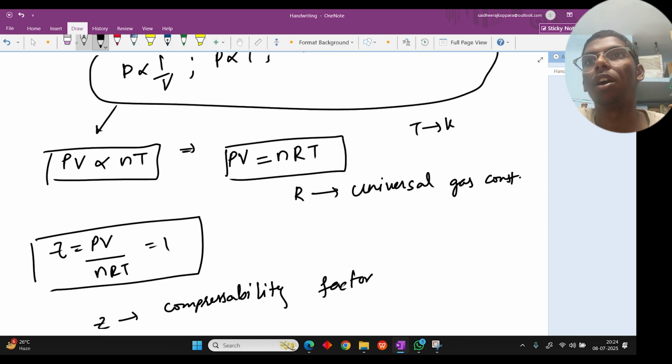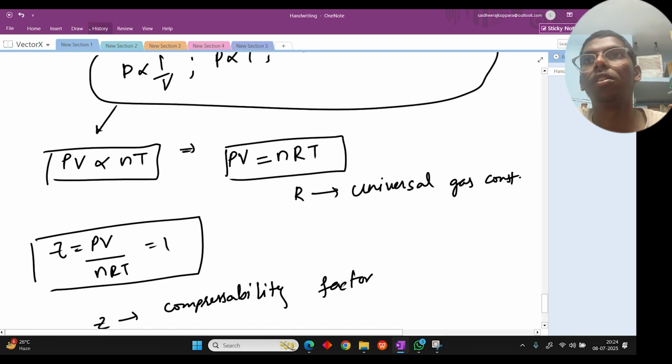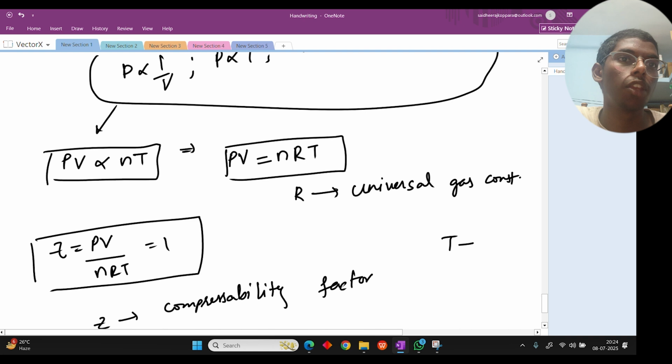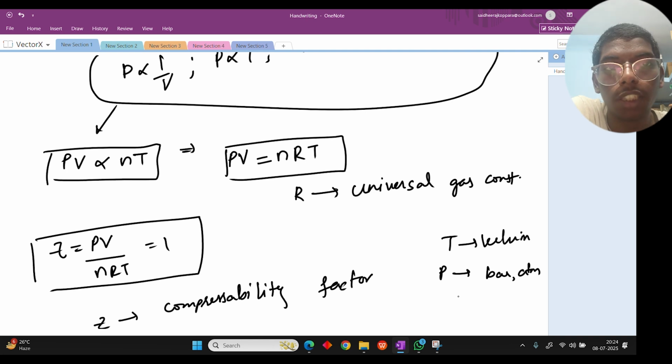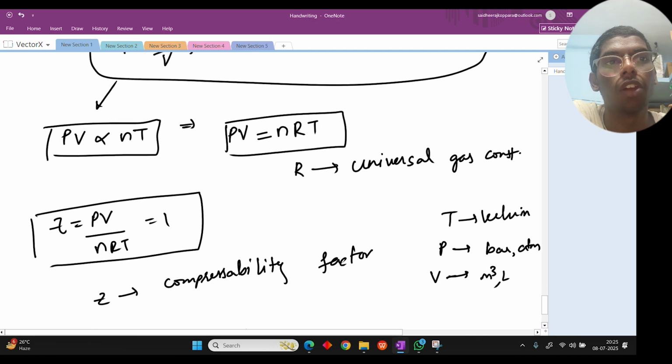Let me write it. Temperature units are always Kelvin. So when you do any question, even if it's given in Celsius or Fahrenheit, you need to convert the temperature into Kelvin. That's a must, a convention which we follow. Pressure can be given in bar or atmospheres. Volume can be given in meter cube, as you saw in the above question, or liter, something like that.